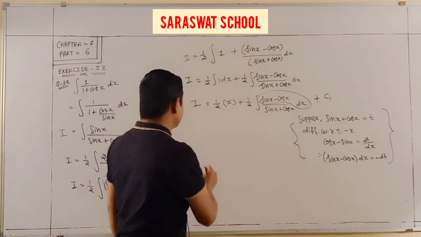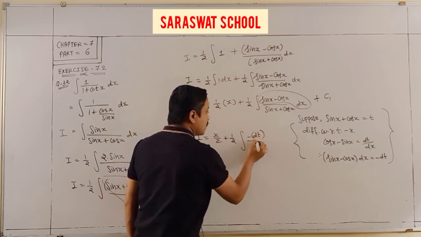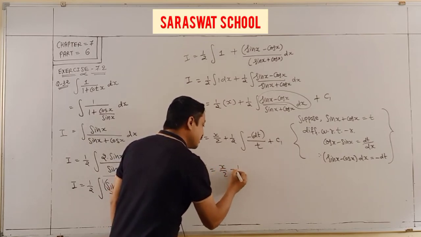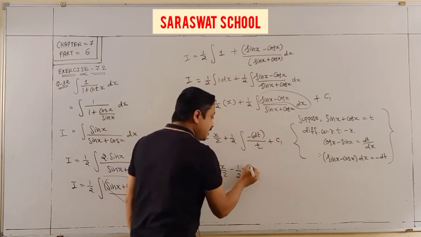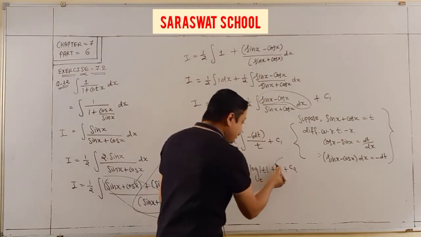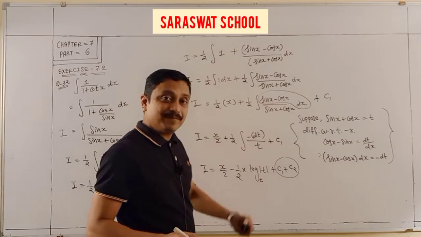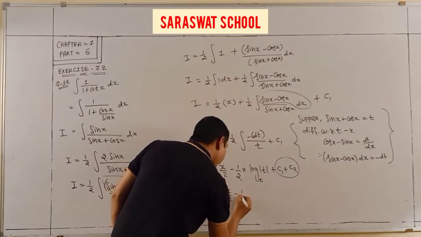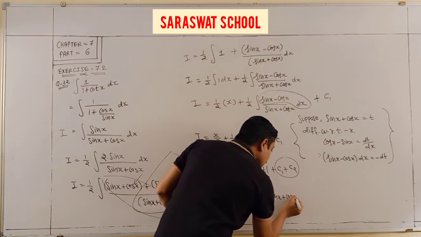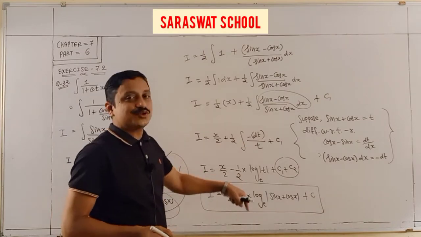One integration finished. So I is equal to x by 2, half, it is minus dt upon t. Now 1 upon t integration, is that also known? It is 1 by 2 minus, half outside, dt by t is log modulus t, plus c1 plus c2. And this c1 plus c2 we can write as a new arbitrary constant c. And put t also. So my final answer is x by 2 minus half log of sin plus cos, plus c. And here students, your question is happily done.